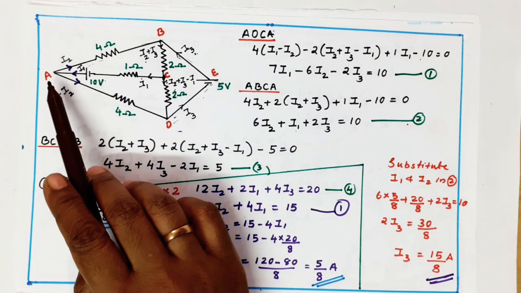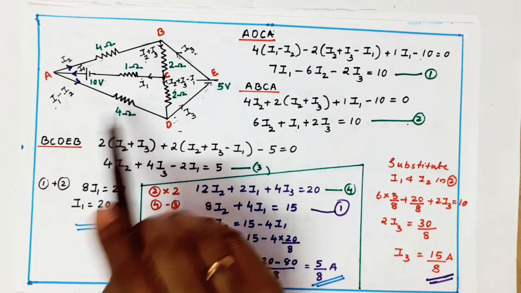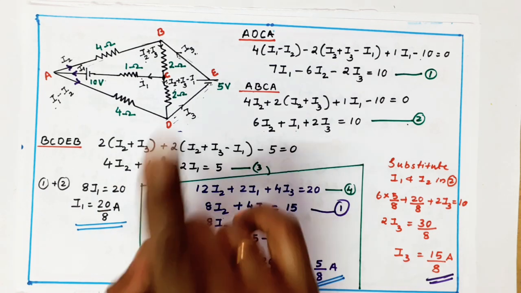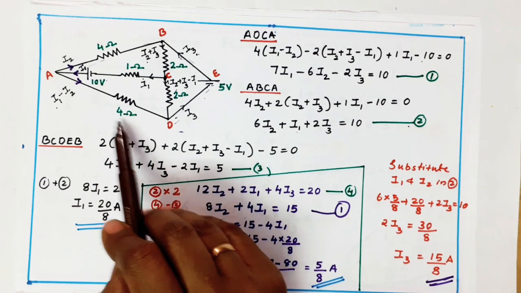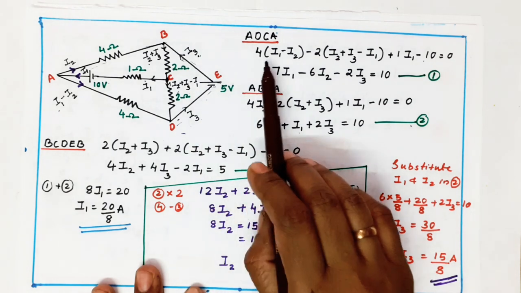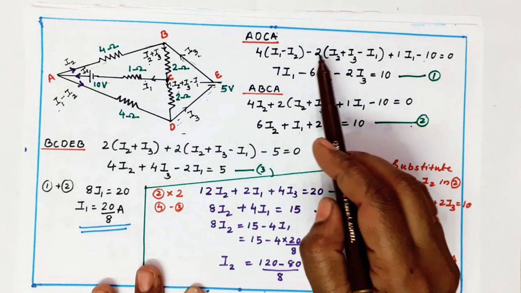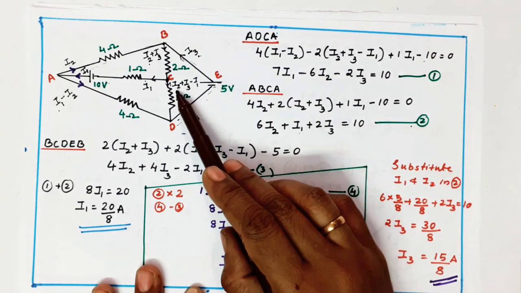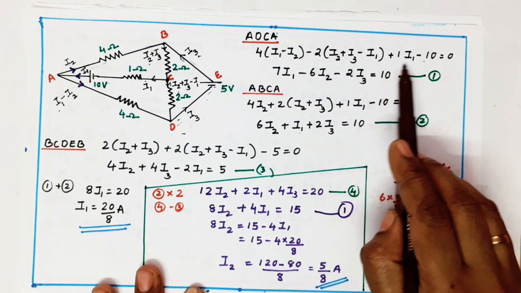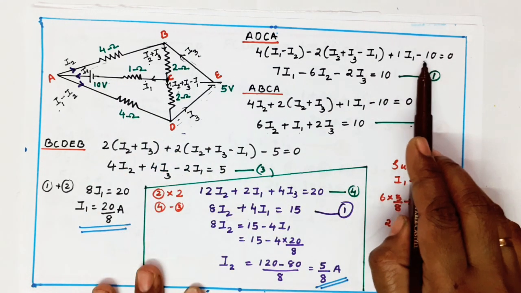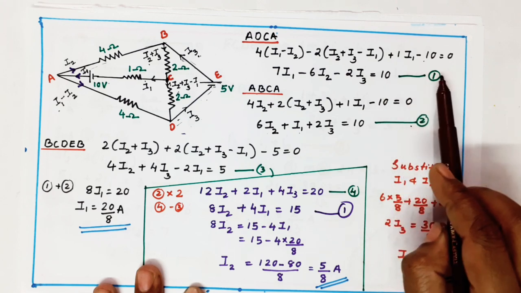Take the loop. I am taking the loop A, D, C, A, an anti-clockwise loop. My loop and my current direction are the same, so I will take the term as positive. So the voltage term is 4 into I1 minus I2. When I am going up, my loop is going up but the current is coming down, so I put a minus 2 into I2 plus I3 minus I1. When I am going like this, this current and my loop are in the same direction, so plus 1 I1. I am reaching the negative terminal, so minus 10 equals 0. Solving, I will get 7 I1 minus 6 I2 minus 2 I3 equals 10.